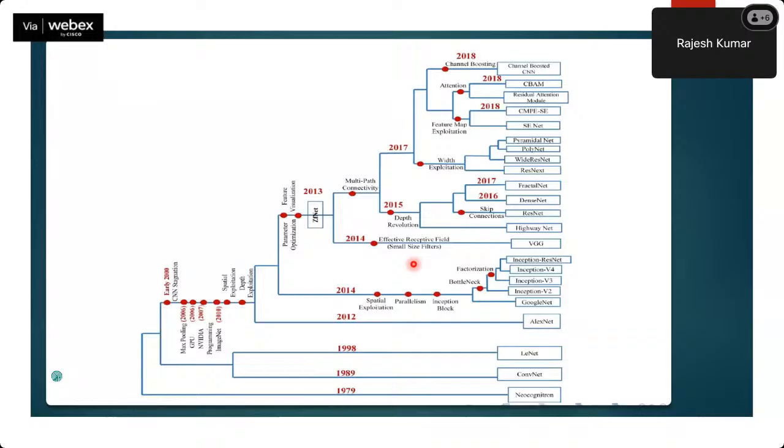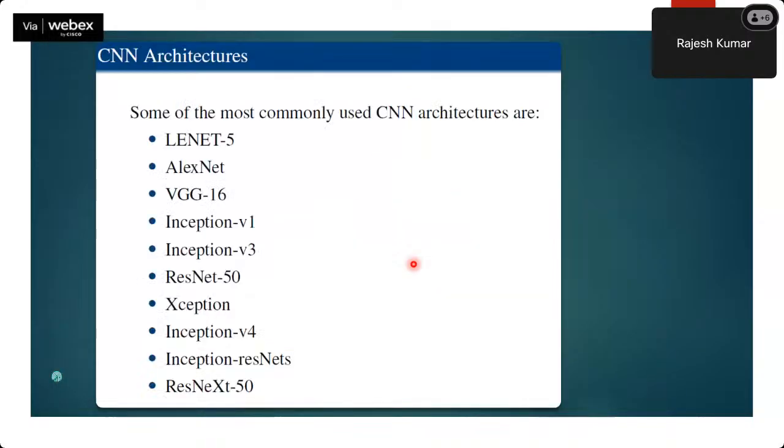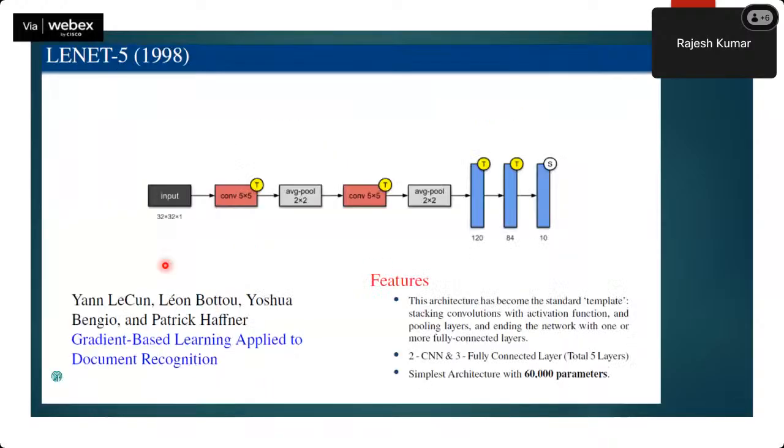Let's understand that part. So these are some of the commonly used architectures. I'll talk on this one: LeNet-5, AlexNet, VGG16, Inception V1, V3, ResNet50, Xception, Inception V4, a combination of Inception and ResNet, and then ResNeXt50. So this is the first one, which is LeNet, which came in 1998.